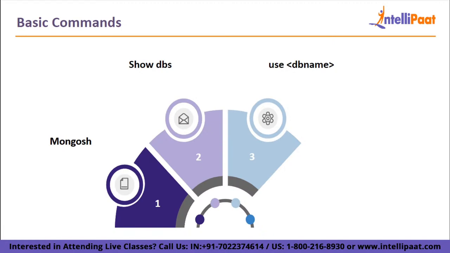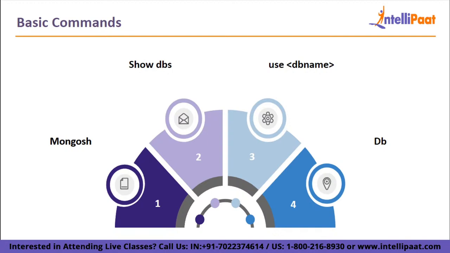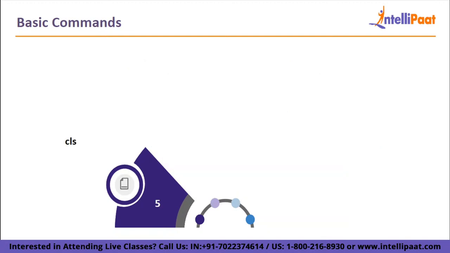Use mydb, for instance, to access the mydb database. Even if the database does not exist, it will still switch you to it, and if you subsequently contribute any data, the database will be created and the data added. In contrast to SQL, MongoDB lacks commands for creating databases or collections because these things happen automatically when you add data. Next, we have db. This command just prints out the name of the current database you are in. Then we have cls, which clears the terminal screen.